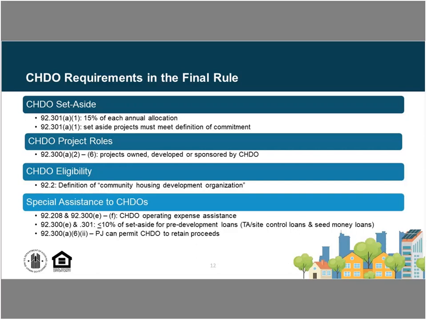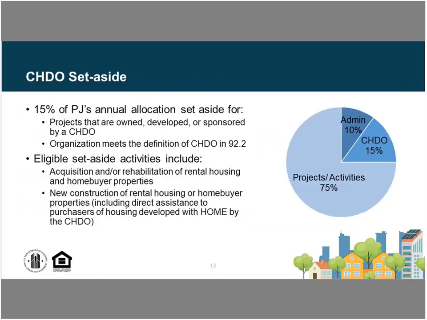And then the last anchor, and this is something Les will be talking about a little later in the program, is some special forms of assistance or optional forms of assistance that PJs can choose to give to CHDOs. In particular, we're going to talk about CHDO operating expenses, CHDO pre-development loans, and the reuse of CHDO proceeds from for-sale projects. But as I said, we'll get into those in more detail later.